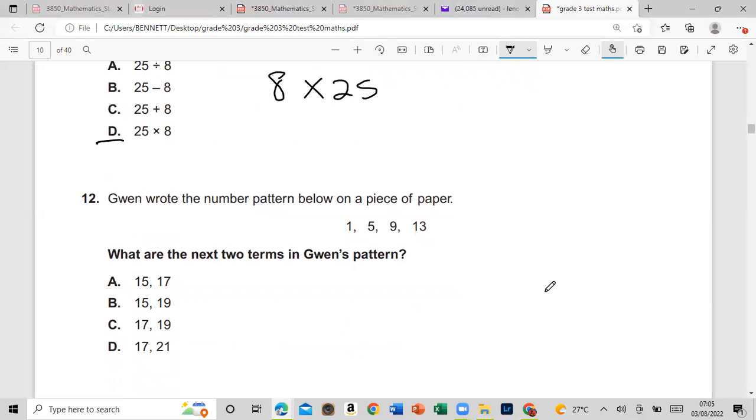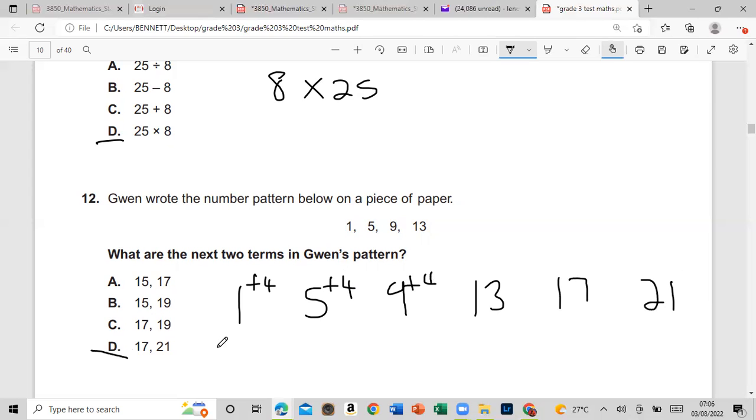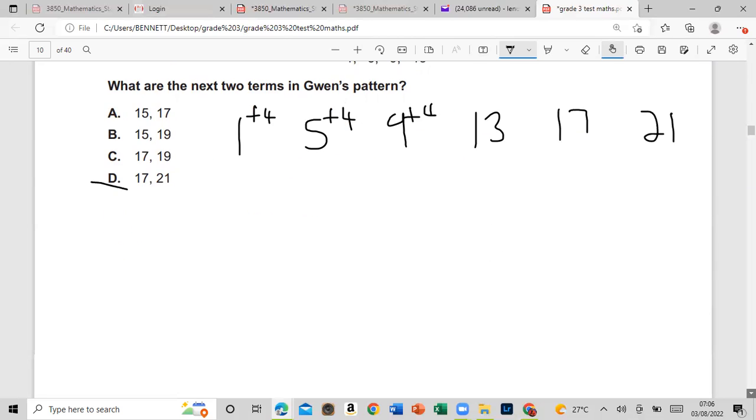Gwen wrote the number pattern below on a piece of paper: 1, 5, 9, and 13. What are the next 2 terms in Gwen's pattern? So first, let us examine it and see what Gwen is actually doing. That's very important. And so what number did Gwen add to 1 to get 5? And that would be 4. All right, so we see it's 13, so that's fine. So 13 plus 4 would give us 17. 17 plus 4 would give us 21. So that would be D. Very nice question, that one. Let's keep adding 4.